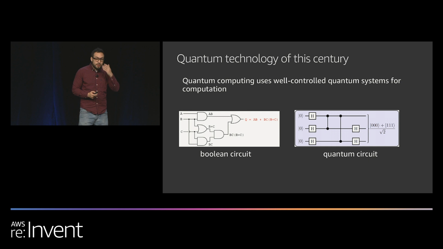Okay, so what is the quantum technology that we would like to build in this century? We would like to have quantum computing. Quantum computing uses well-controlled quantum systems for computation. What is the way to think about that on the most basic level? Well, let's take as an analogy a Boolean circuit. That's what we use in our computers today. We want to break a computation, a complicated procedure or an algorithm, into just a sequence of basic gates. They can be OR gates or AND gates. And here's an example of a very simple circuit to compute this simple function, AB plus BC times B plus C. In quantum computing, we want to do the same.